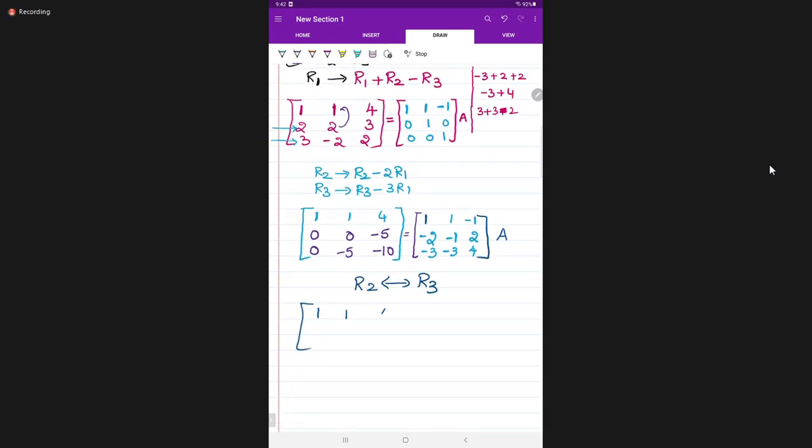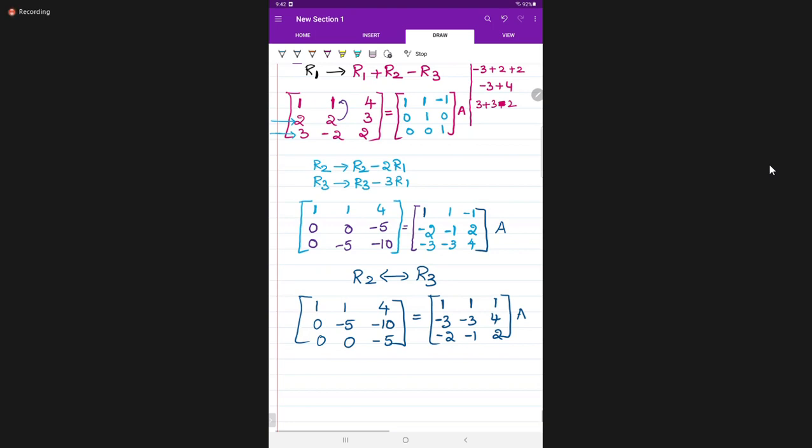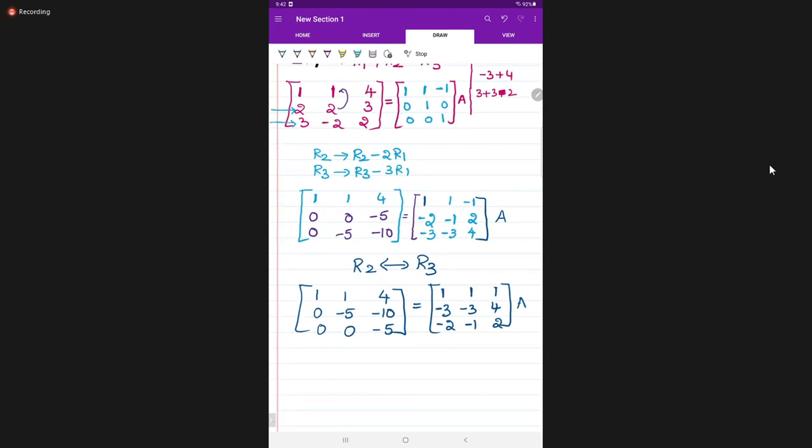1, 1, 4, 0, minus 5, minus 10, 0, 0, minus 5, which is equal to 1, 1, 1, minus 3, 4, minus 2, minus 1, 2 into A. Okay. See, students, listen carefully here. Minus 5 is there. To make that minus 5 as 1, what is the operation? Divide by minus 5. Very good. R3 implies minus 1 by 5 R3.